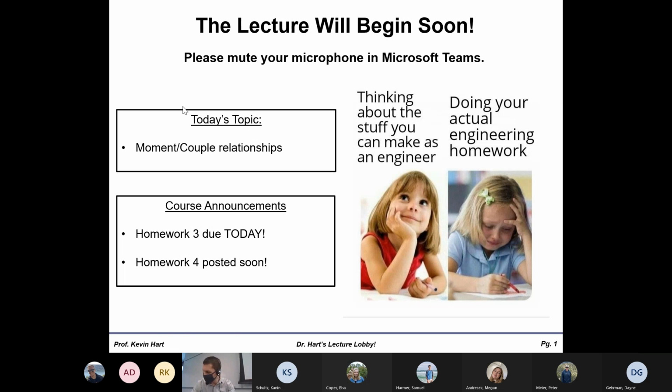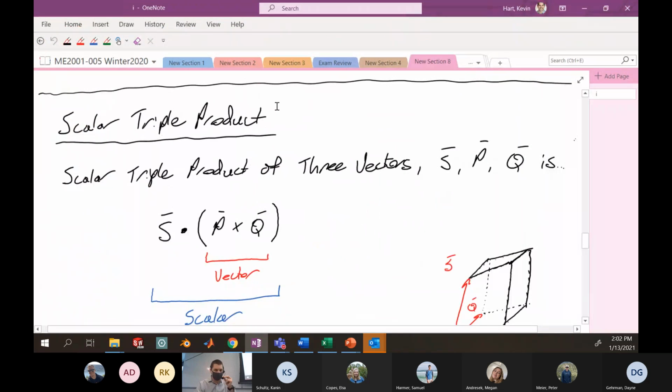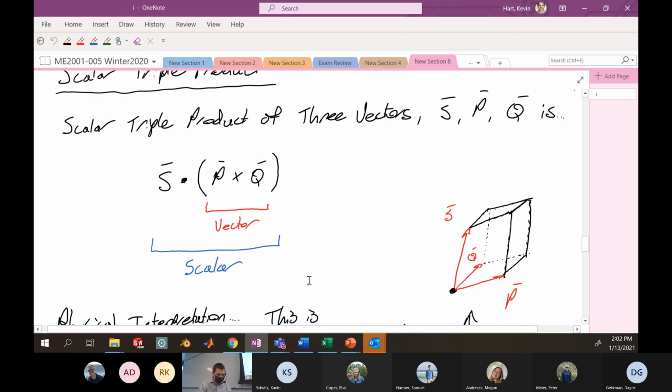All right, let's get back to where we were. So yesterday we were kind of breaking ground on some new ideas, and we introduced a new mathematical concept, which is the scalar triple product. And we talked about the scalar triple product with 3 vectors. Here, vector S, P, Q is S dot P cross Q, where we have the resultant of P cross Q being a vector, and then the vector S dotted with that particular resultant vector will result in a scalar.